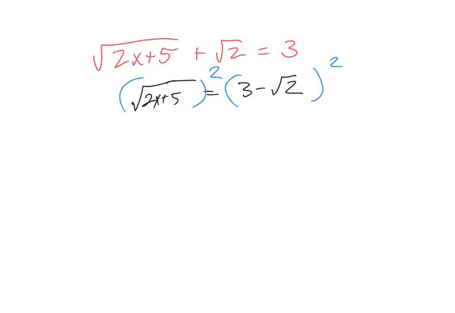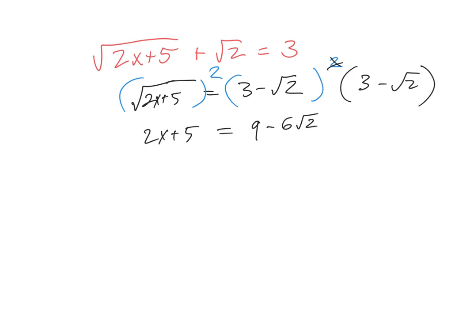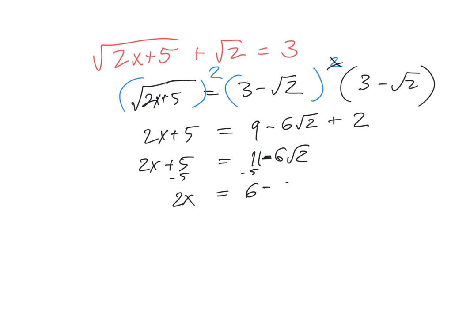So I'll have 2x plus 5 equals, and now I've got to multiply that out. So squared is the same as times itself. First, outsides, insides, I'll end up with a total of negative 6 root 2's. And then last, negative times negative is positive, root 2 times root 2 is 2. So the right-hand side simplifies to 11 minus 6 the square root of 2, which again is just a number. Over here I have 2x plus 5. Subtract 5, 2x equals 6 minus 5, minus 6 root 2.